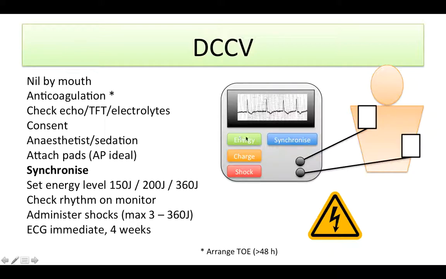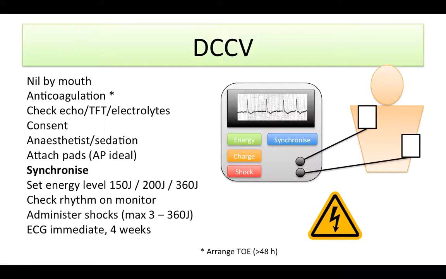You set your energy level, and again, different hospitals have different policies. Some start at 150, some start at 200, some people start at 360 joules, some people start low and work their way up, some people do it high. And once you've set the energy, check the rhythm on the monitor, make sure that the oxygen is away from the patient, press the charge button until it's charged, and then you deliver the shock.